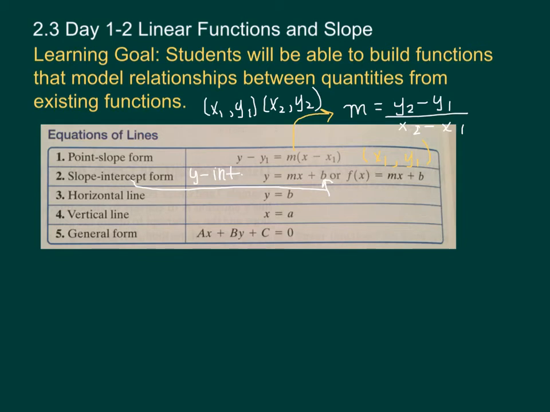Then you have what we called a horizontal line. Horizontal lines are just in the form of y equals b. Remember, b is your y-intercept. And for those type of lines, your slope is 0. And then you have a vertical line, which is always in the form of x equals a. And they're just using a and b just as any number. In vertical lines, their slope is undefined.